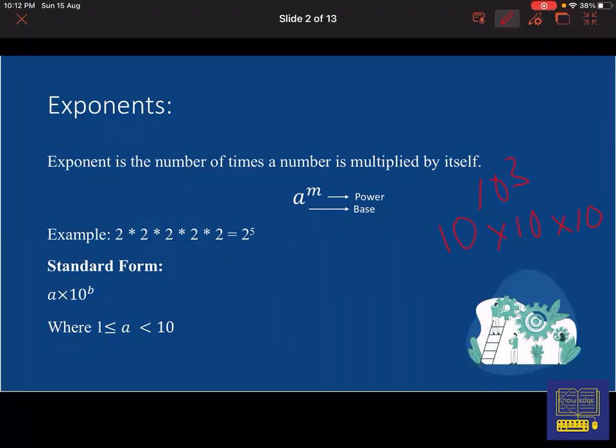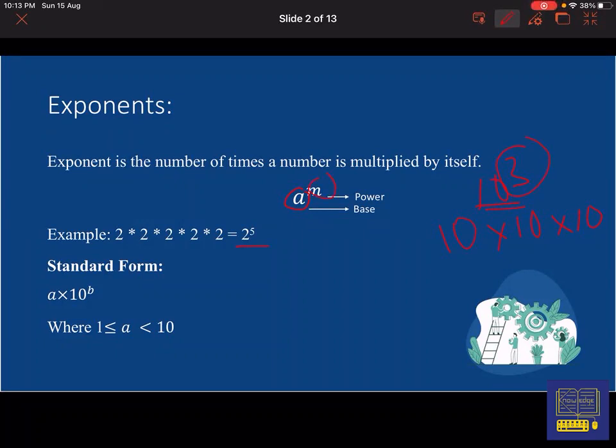Another example is 2 into 2 into 2 into 2 into 2, which is basically 2 to the power of 5. Very simple. So to look at the form, a over here, or 10 in this particular example, is the base, and 3 is the power, or m here.